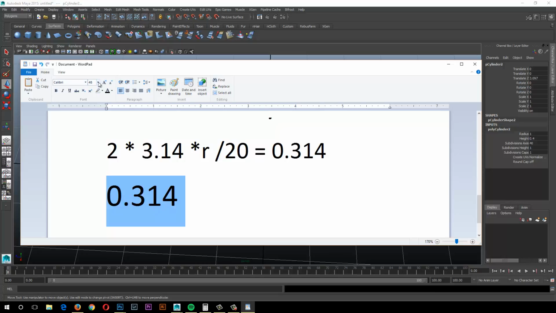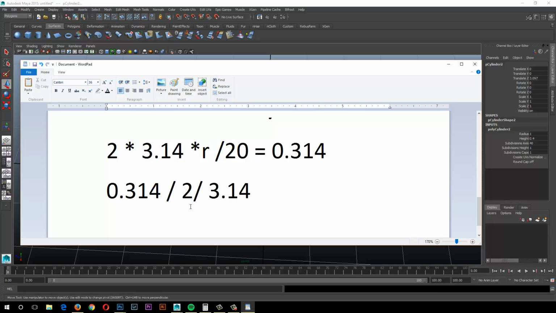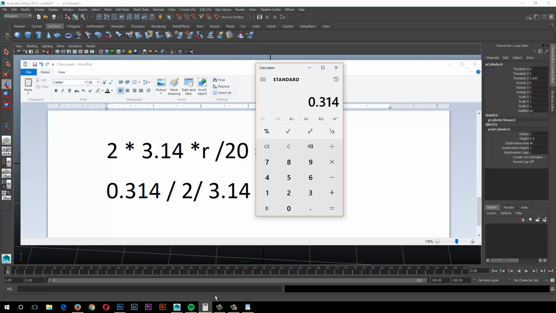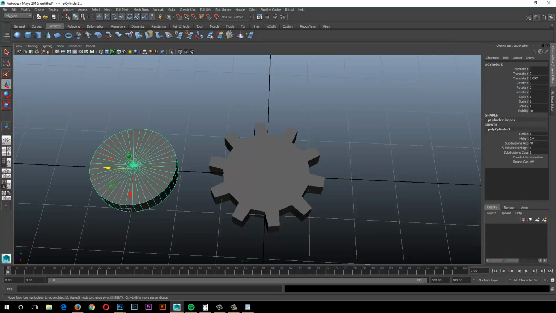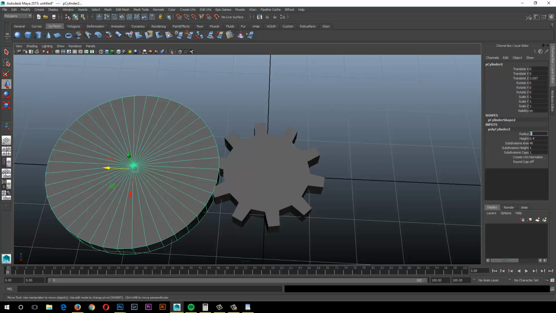I'm going to change my font size down a little bit first again. Okay. So 0.314 divided by 2 divided by 3.14. I'm going to skip r because we want to leave r over there. And we divided by 20 before, so we're going to multiply now. But actually, 20 was the number of subdivisions we had, and we now have 40 on this new gear we're making. So we're going to multiply times 40, and that should tell us the radius we need. So let's do this math. 0.314 divided by 2 divided by 3.14 and then times 40 is 2. And I knew that going ahead of this because that was easy math to do compared to some of the other options we could have done.